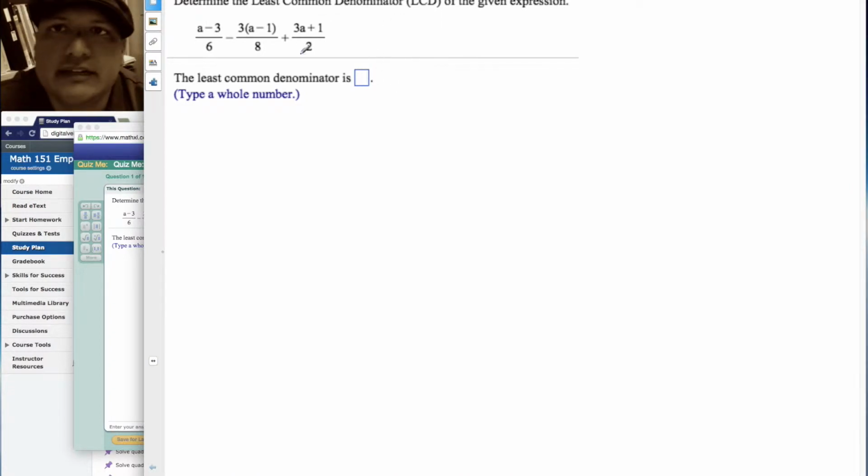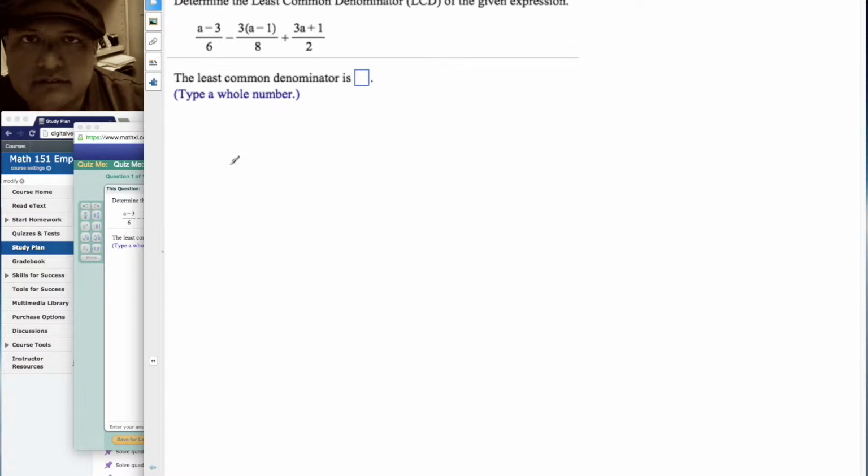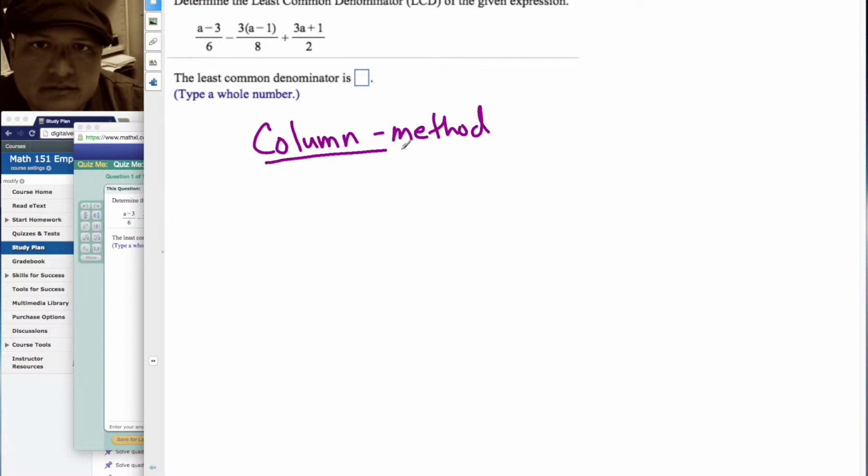Okay, so we want to find the least common denominator of the given expression. Now, this might be easy enough to see right away, but I'm going to show you this method that's called the column method that works. And when we get to harder stuff, we'll be able to use it then. So what we're basically going to do is factor completely each number that's in the denominator, right? So this is 2 times 3.